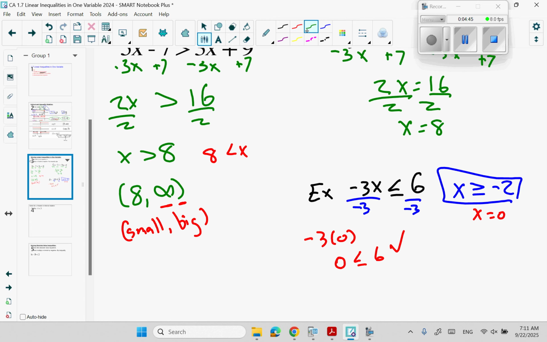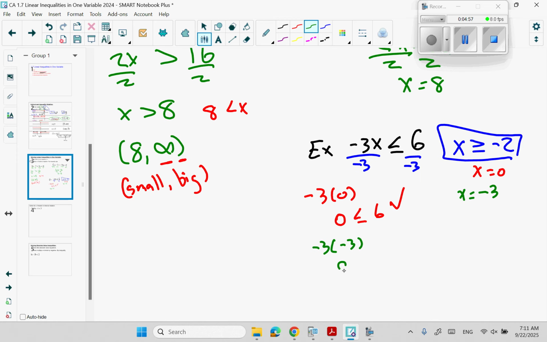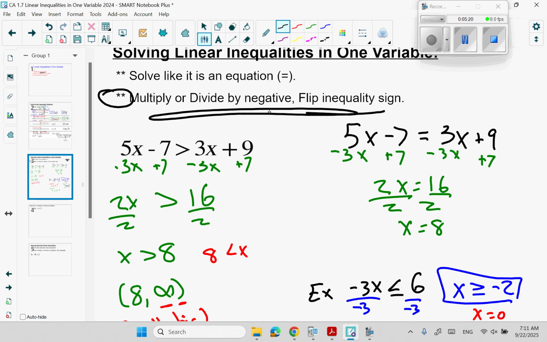However, if I choose a number that is smaller than negative 2, let's say, for example, negative 3, and I plug it into the original inequality, I get negative 3 times negative 3, which would be positive 9. Positive 9 is not less than or equal to 6, so I know that x cannot be less than negative 2, which is what you would have if you did not flip the inequality. So you have to flip the inequality when you multiply or divide by a negative.